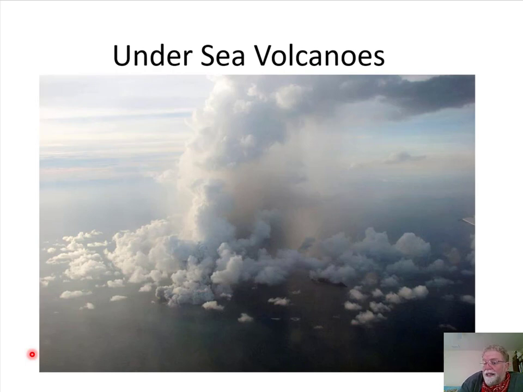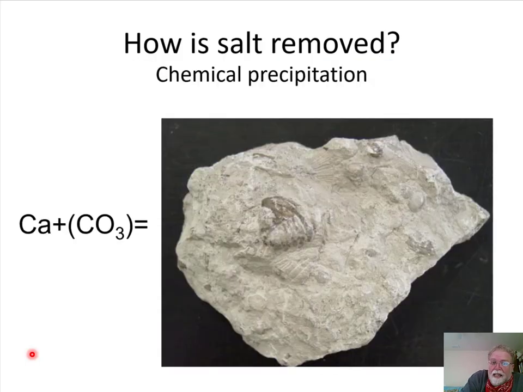So how then do we get that salt out of the water and maintain around 35 parts per thousand? Well, a couple of different ways. One of them is chemical precipitation, right? We talked about chemical sedimentary rock. We talked about hydrogenous sediment, which are chemicals one way or another precipitating out of that water. So if that calcium, carbon, and oxygen are in that limestone, they're not in the water.